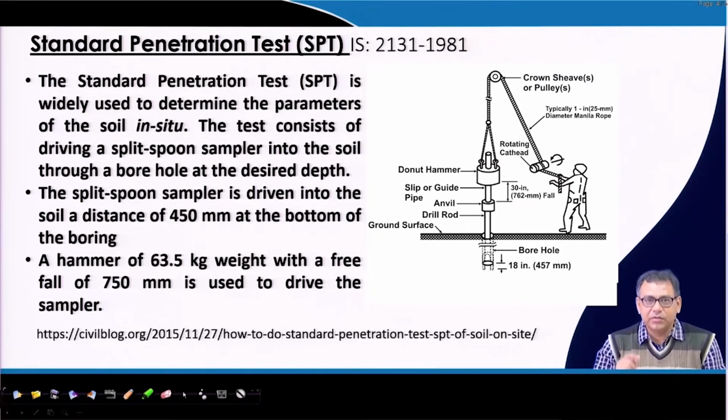So that the split spoon sampler tube is driven into the soil by a distance of 450 millimeter in 3 intervals, that means 150 millimeter each. We measure the number of blows required for each 150 millimeter penetration of this sampler into the ground. Here we apply a hammer of 63.5 kg weight with a free fall of 750 millimeter.